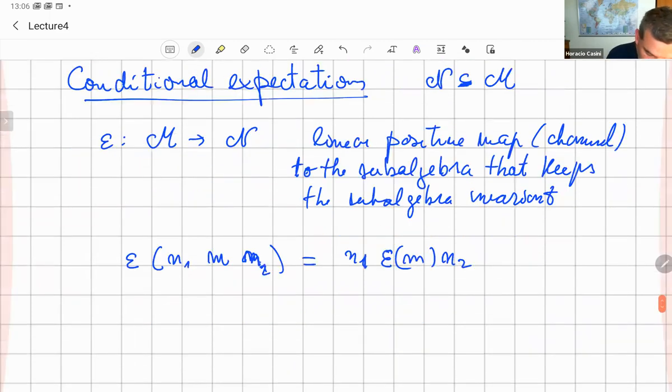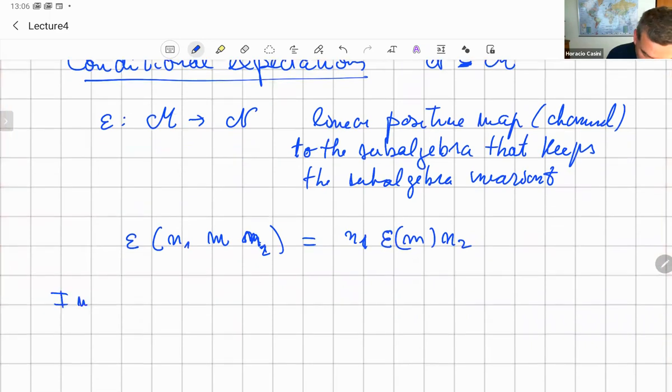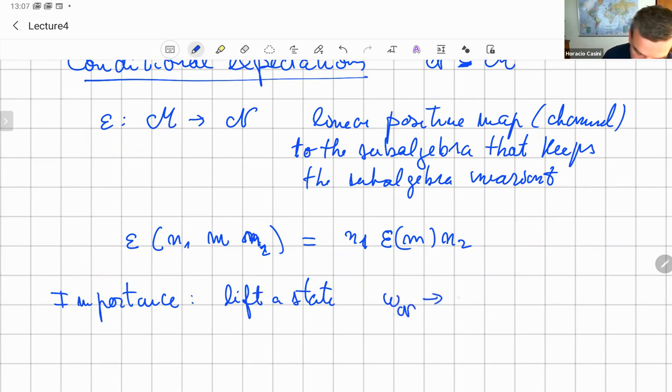And here the importance is that it can be used to lift a state. So if you have a state of the subalgebra, you can create another one for the bigger algebra, as the composition of the state in the subalgebra with the conditional expectation. This is a state in the big algebra.